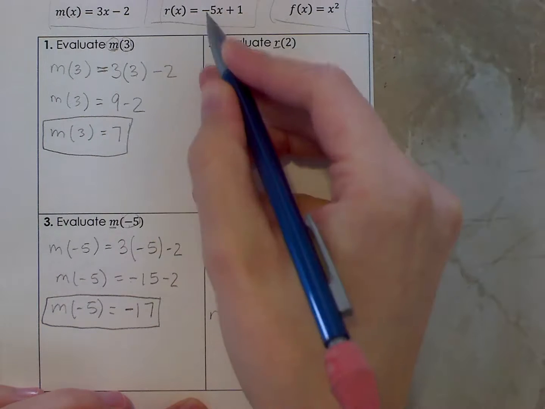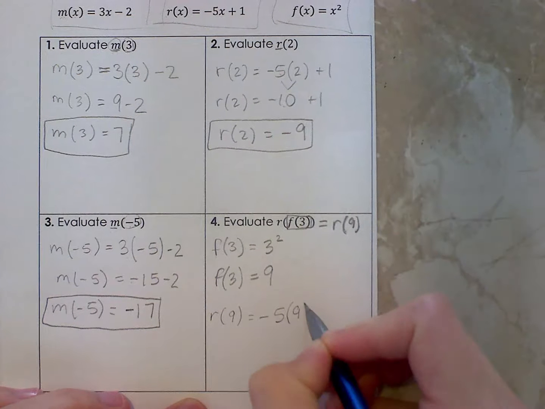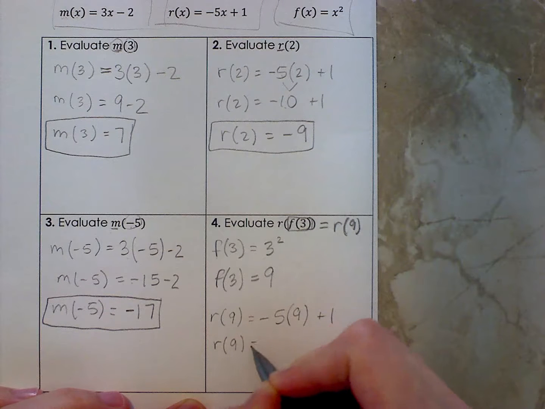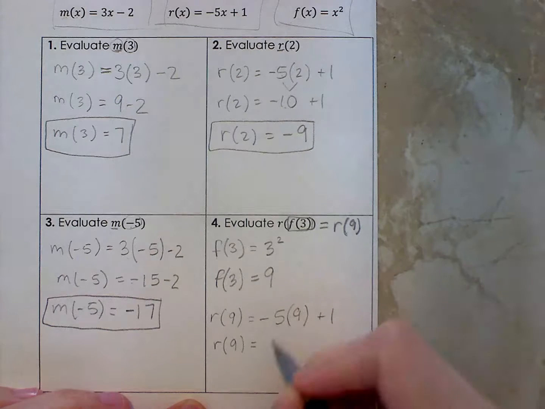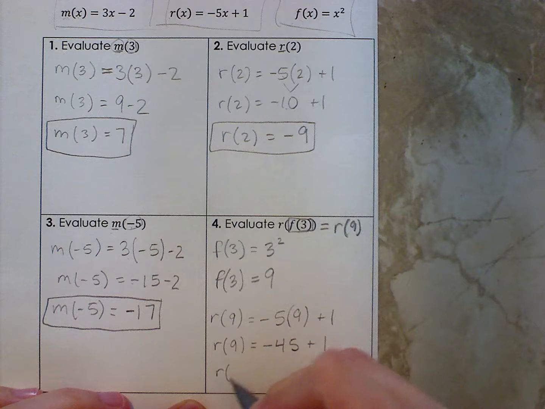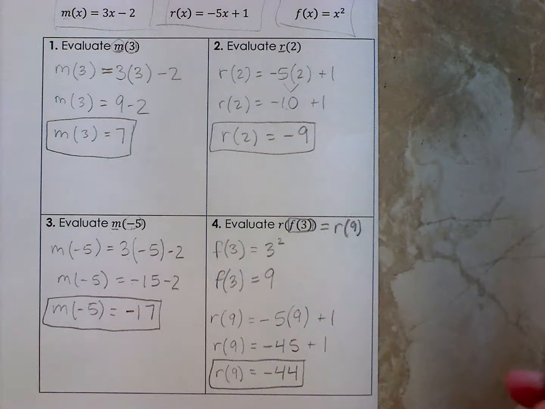I'm going to go and get the r function, which is negative 5 times x plus 1. Negative 5 times 9 is negative 45 plus 1. This is a negative and a positive. They have different signs. So I'm going to subtract and keep the sign of the larger number, which is negative. That's the front. If you have questions on the front, please pause, raise your hand now, and ask them.